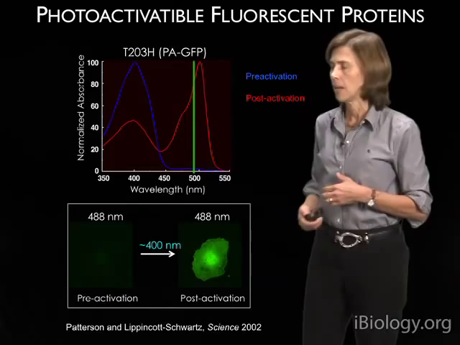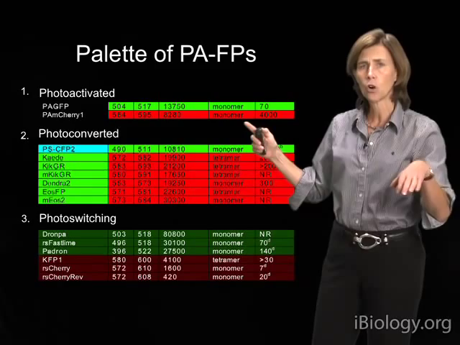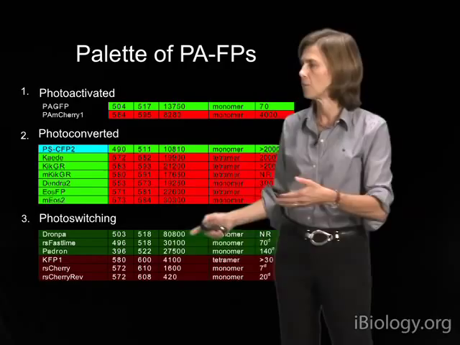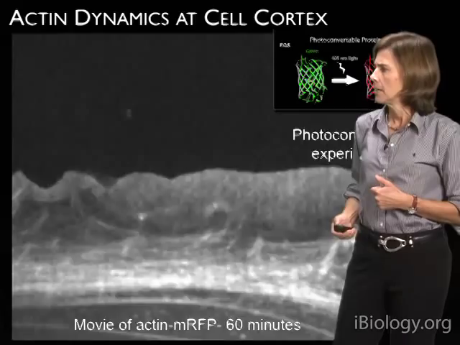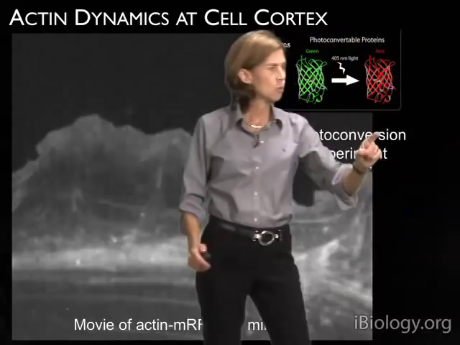and the molecules have been switched on. There are many different photoactivatable fluorescent proteins in essentially three different classes: those that switch from being dark to green or red, those that can switch from green to red, and those that can switch back and forth. Here's an example of an experiment using the photoconvertible EOS molecule that switches from green to red in response to UV light.